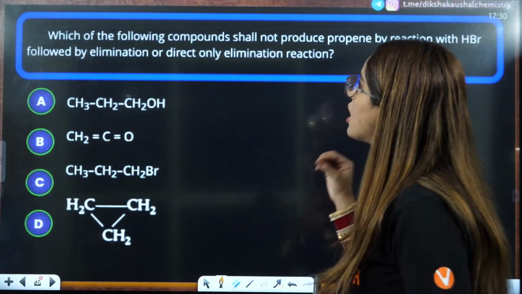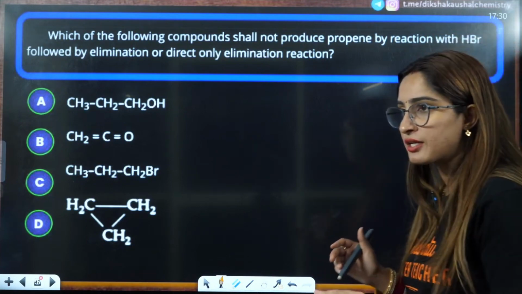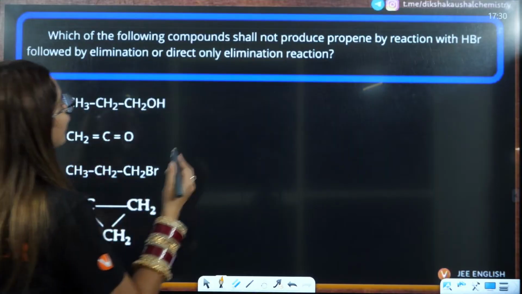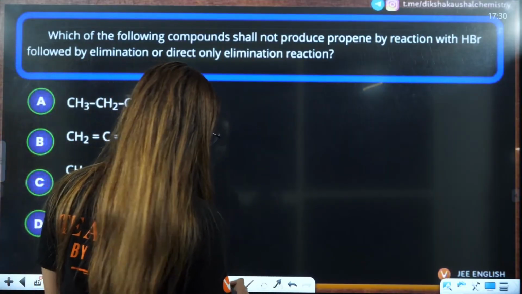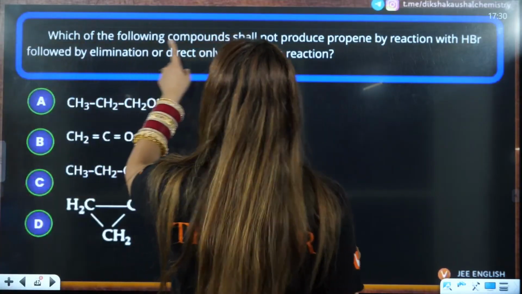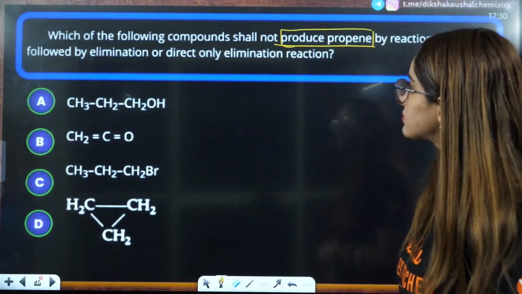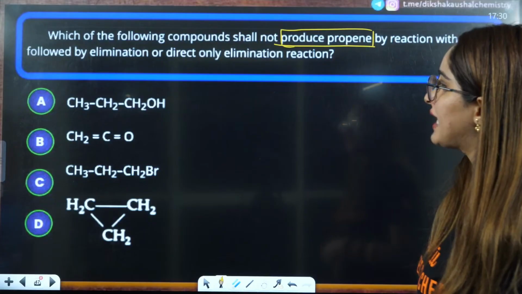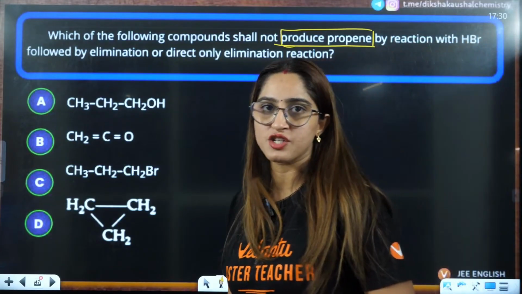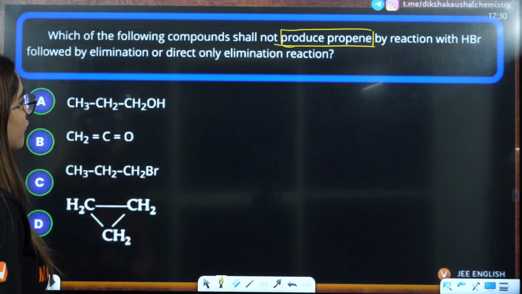Next, we have some questions from organic chemistry. First question: which of the following compounds shall not produce propene by reaction with HBr followed by elimination, or direct elimination reaction? Students, you have to do the reaction with HBr here. One by one, we will do the reaction. Propene you have to have here.